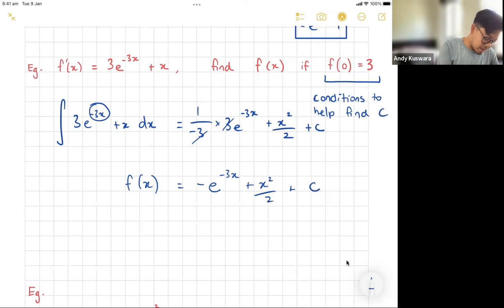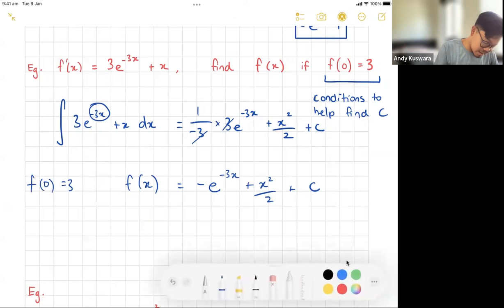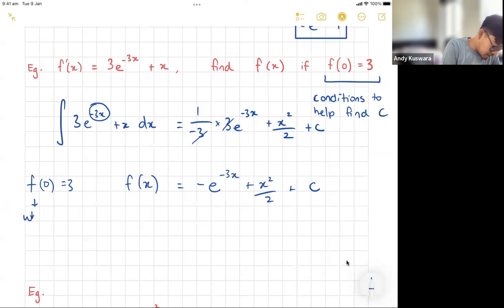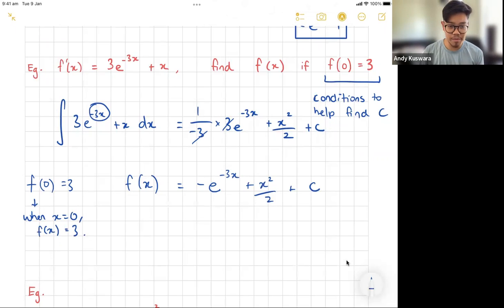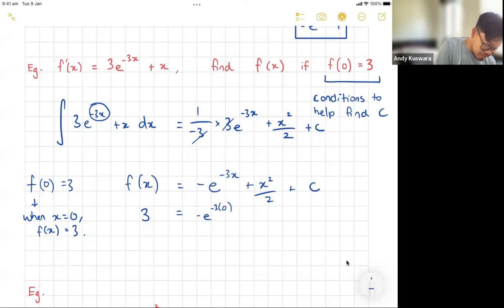And so now I'm going to use my f of 0 equals 3. All this is saying is that when my x value equals 0, my f(x) value should equal 3. So let's substitute. I'm going to put 3 on this side, and for every x on the right-hand side, I'm going to let that equal 0. So negative e^(-3 times 0), plus 0 squared on 2, plus c. And all of that, when I add it up together, should equal 3.